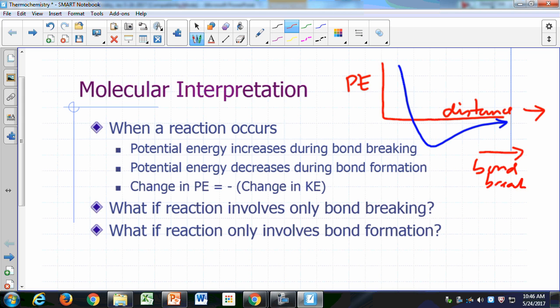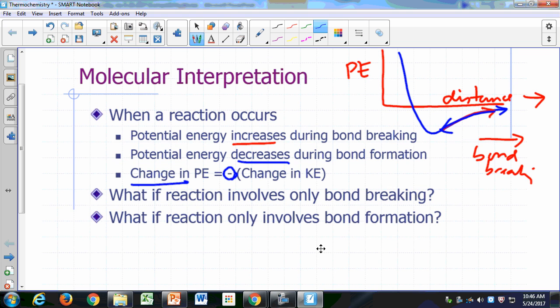You'll notice then that bond breaking involves an increase in potential energy. So your potential energy increases as the atoms move away from each other, and it decreases as atoms move towards each other. So potential energy decreases during bond formation. Now, like we said, if we change potential energy, that involves a corresponding change in kinetic energy. That's just the opposite. So what would happen if a reaction just involves bond breaking? Then that just increases potential energy, right?